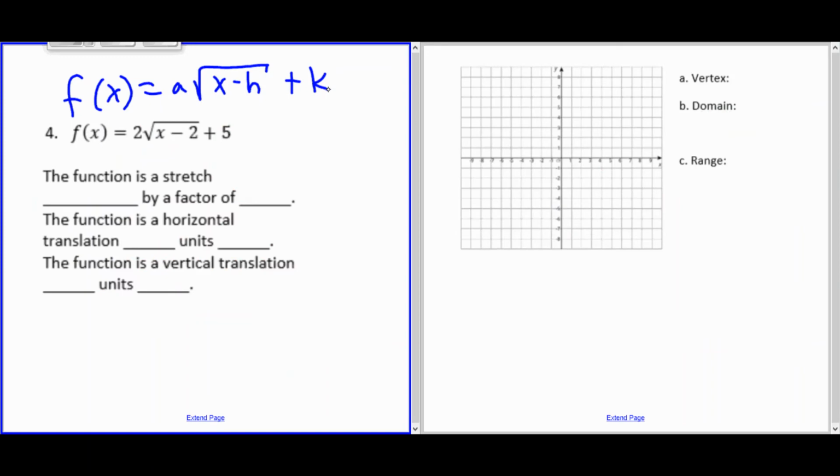Number 4, we have f of x equals 2 times the square root of x minus 2 plus 5. So I want you to describe the transformation, and then I want you to try to graph it on your own. So give this a try on your own. So pause the video and try this one.